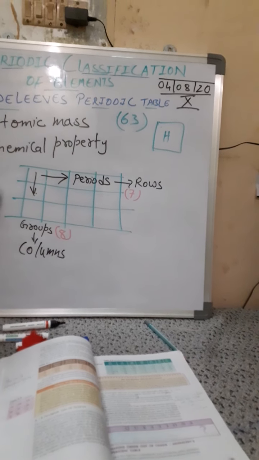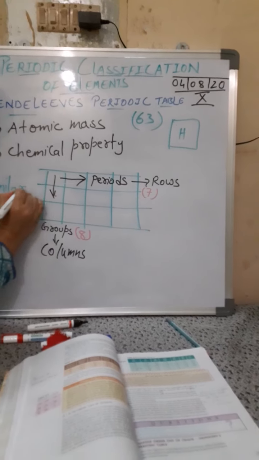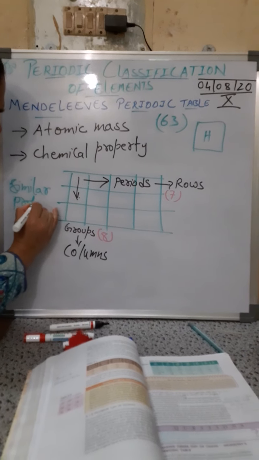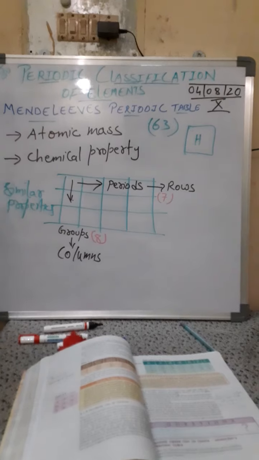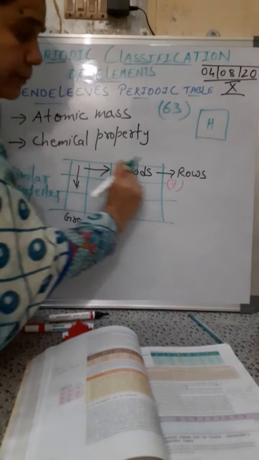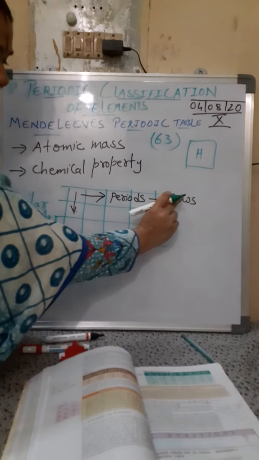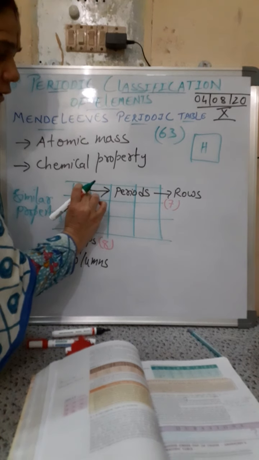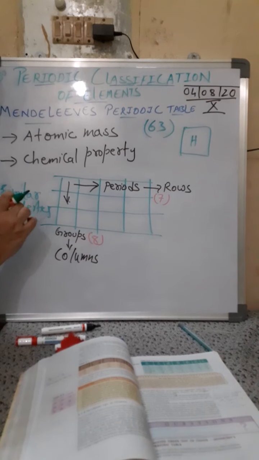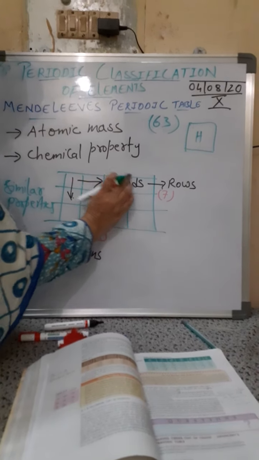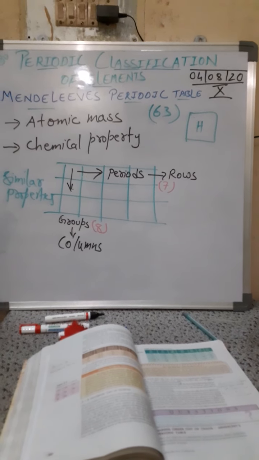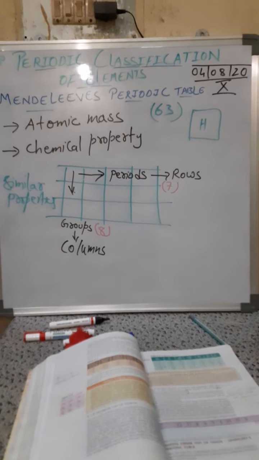What were they having? They were having similar properties. So who had similar properties? Elements in a group. And along the period, they were just arranged in the increasing order of atomic masses, thereby giving rise to different properties. Followed? So the first criterion was considered.